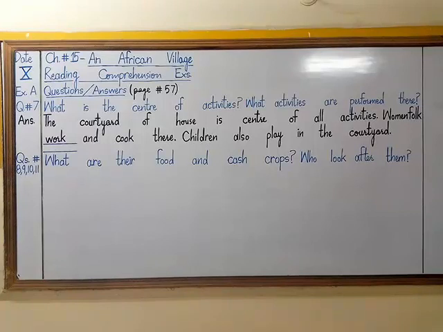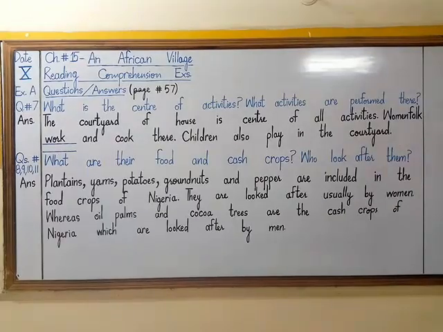So let's answer these 4 questions together as one answer. I'm writing it on the board. You may have a look at it and then write it down in your registers. Answer to these 4 questions. Plantains, yams, potatoes, groundnuts and pepper are included in the food crops of Nigeria. They are looked after usually by women, whereas oil palms and cocoa trees are the cash crops of Nigeria, which are looked after by men.